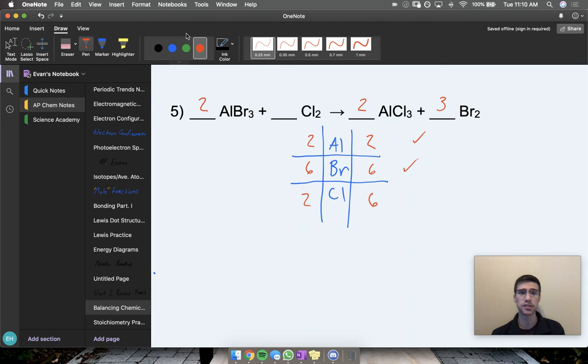Obviously this is not balanced, but again, we can fill in our chlorine coefficient last. If we want to balance out 6 chlorine atoms, then we can put a coefficient of 3 here, and obviously 3 times 2 gives us 6. So all of these atoms are now balanced out. So our coefficients here for this double replacement would be 2, 3, 2, 3, and I hope those were helpful.